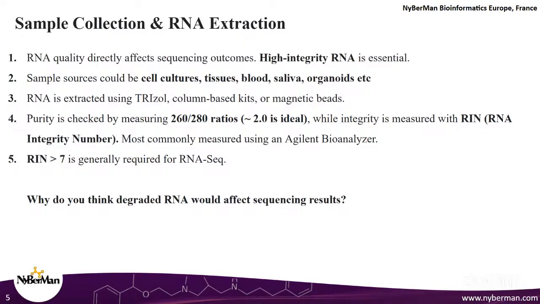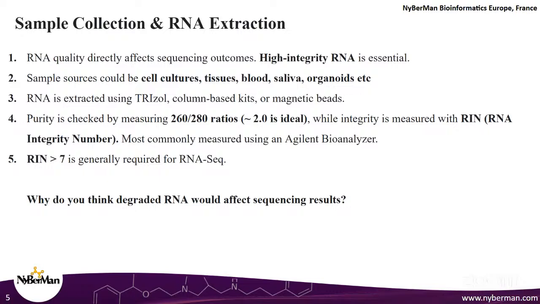And similarly, 260 is actually the ideal wavelength of UV light which is absorbed by nucleic acids. So that is why you need something which is around 2. Anything more than 2 would mean DNA contamination. Okay, and that mainly comes down to the fact that RNA is ribonucleic acid and DNA is deoxyribonucleic acid. So basically DNA lacks the 2' hydroxyl group at the 2' carbon. So that is why the absorbance spectra changes.